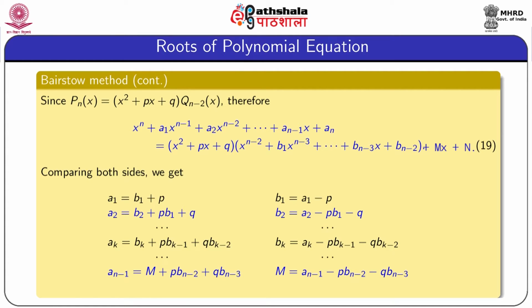And lastly, we obtain by comparing the constant term a_{n-1} equal to m plus p into b_{n-2} plus q into b_{n-3}, that is m equal to a_{n-1} minus p into b_{n-2} minus q into b_{n-3}, and similarly a_n equal to n plus q into b_{n-2}, and after simplification n equal to a_n minus q into b_{n-2}. So, the last two equations give the values of m and n in terms of a, b and p, q.